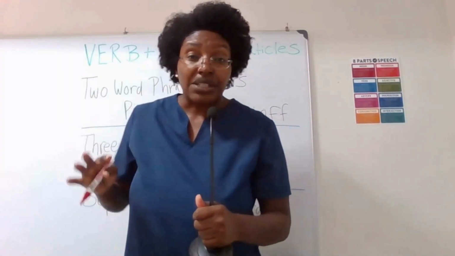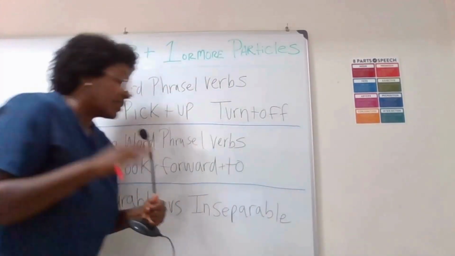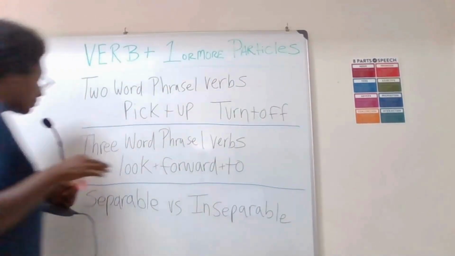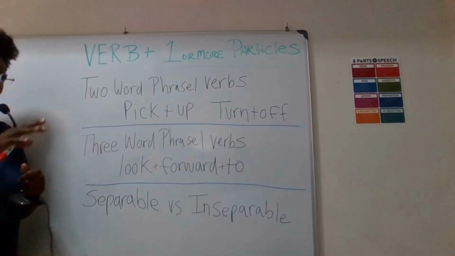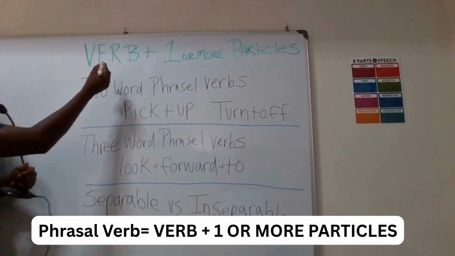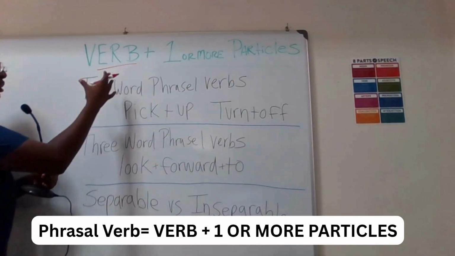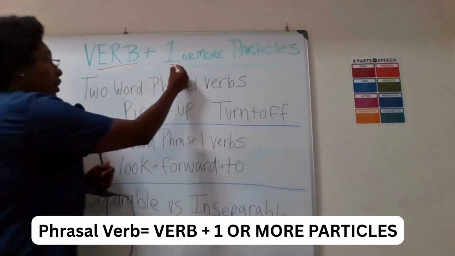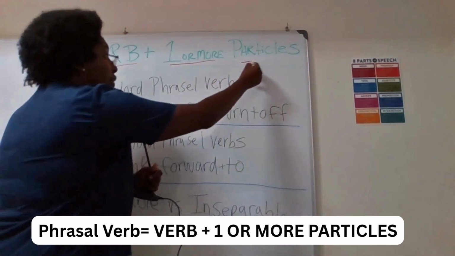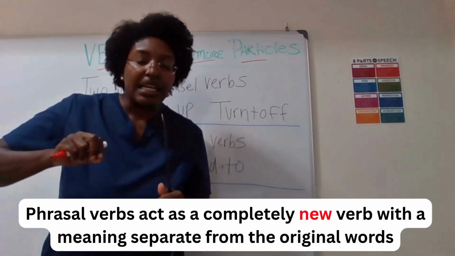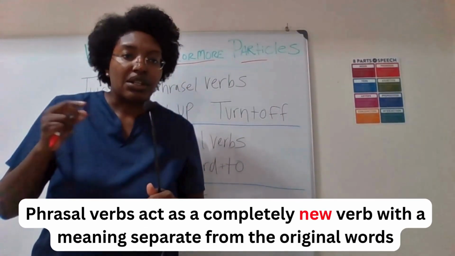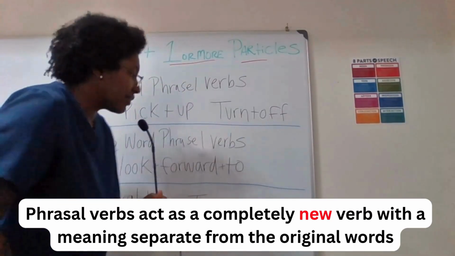So what is a phrasal verb? The English language has many phrasal verbs. Some languages actually don't have them, like the French language, and that's what makes them difficult to learn. But you need to know them. So a phrasal verb is a verb plus one or more particles. That particle can be a preposition, or that particle can also be an adverb. I'll give you several examples.